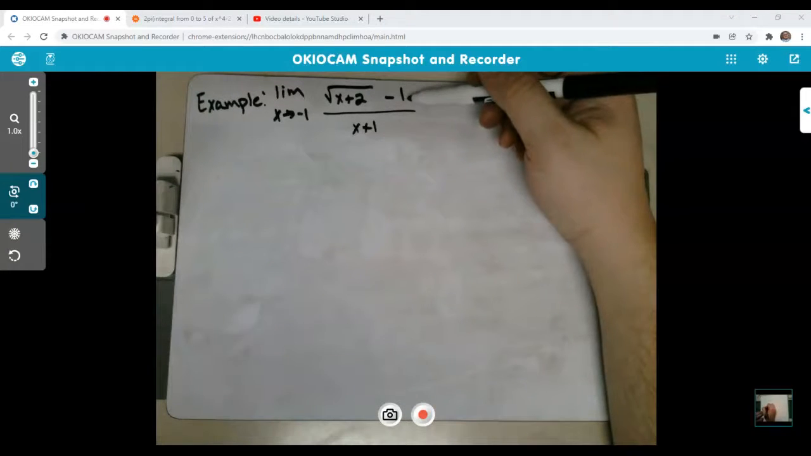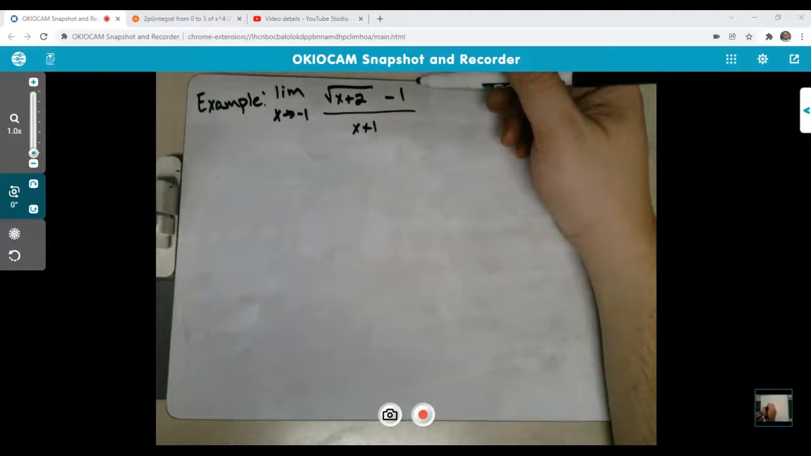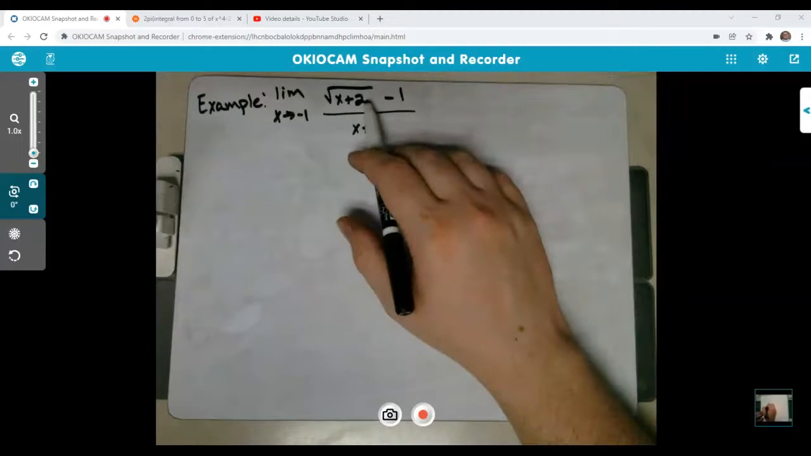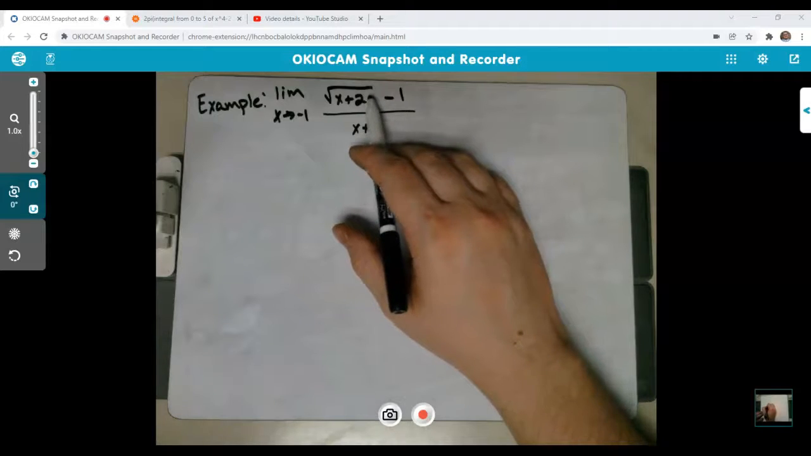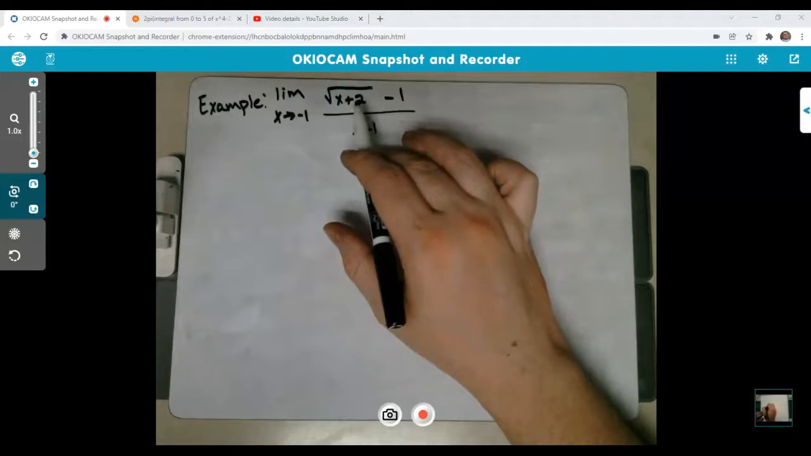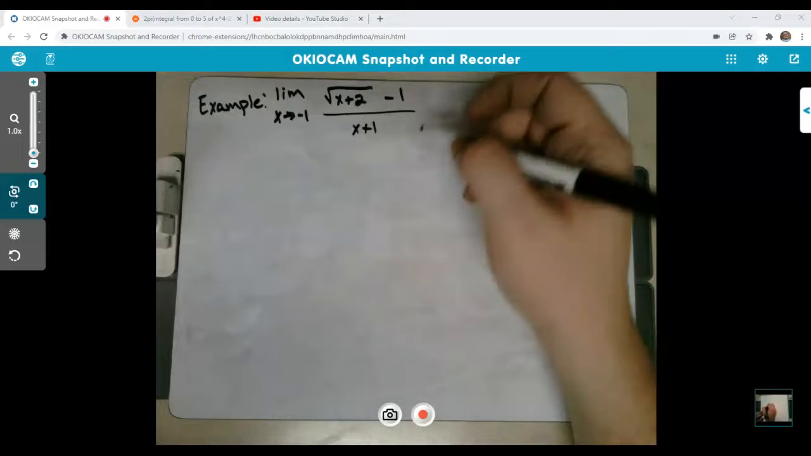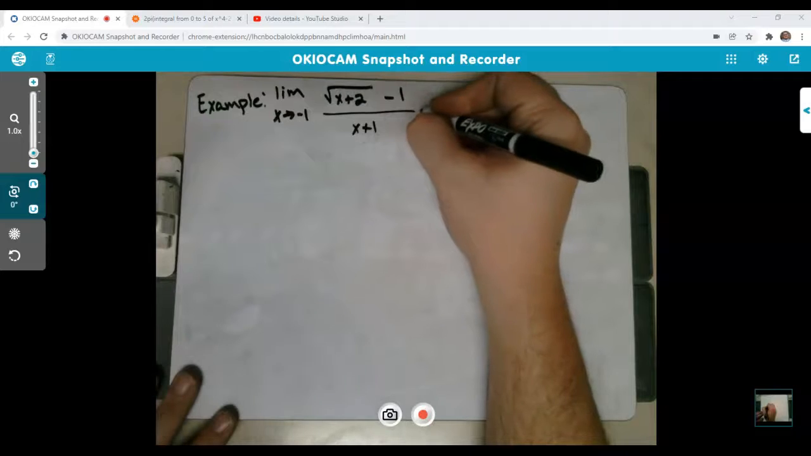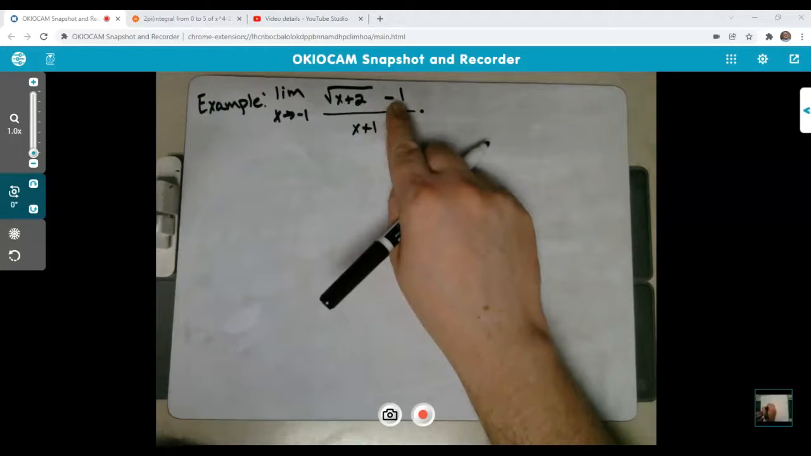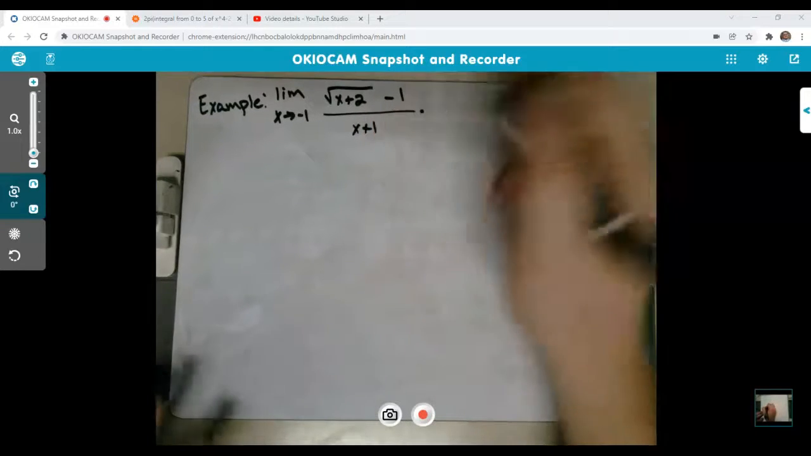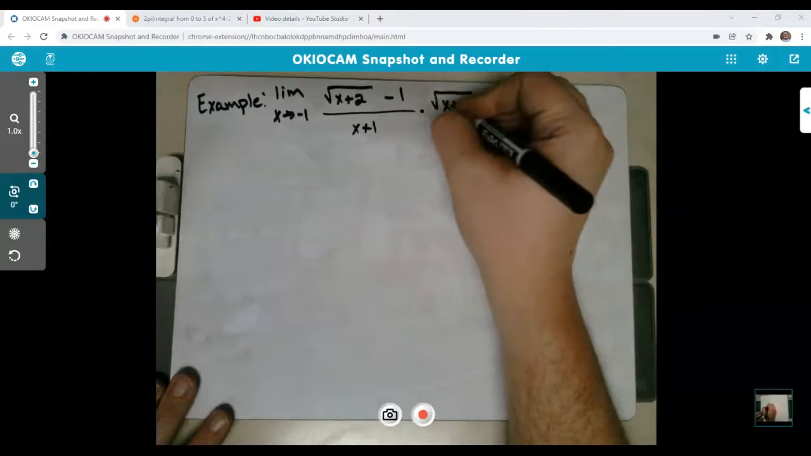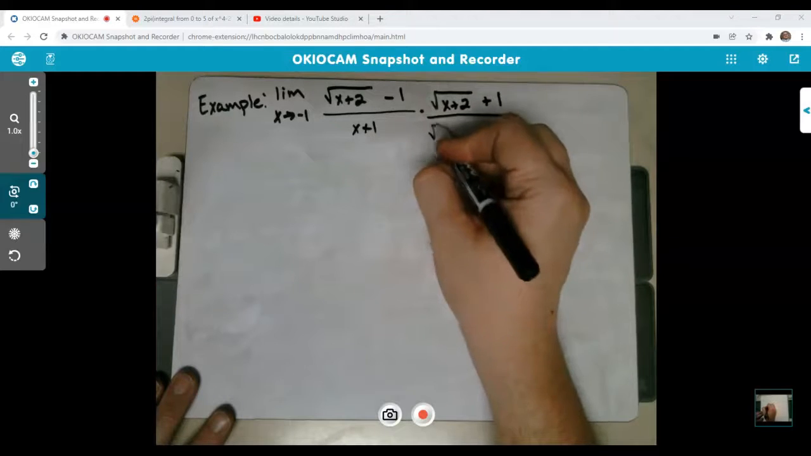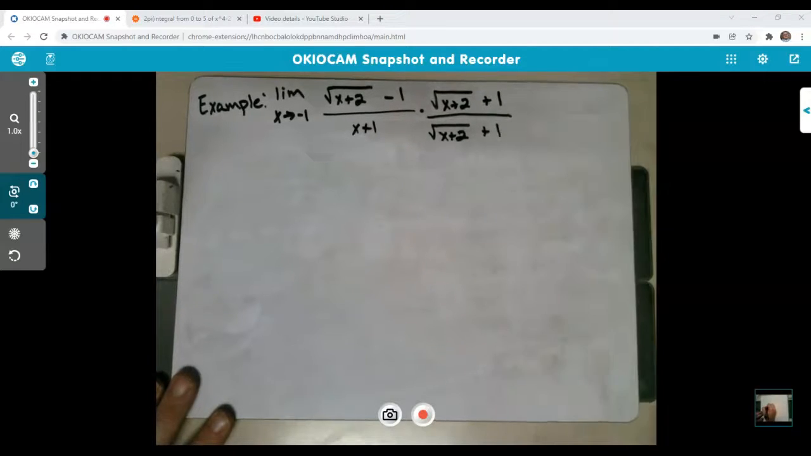Normally, I would try to factor something out, right? But if I look at this, nothing can really be factored out. So I'm going to try to do something else, okay? Anytime you see a square root, remember I can get rid of the square root by multiplying by the conjugate, right? Since I have a square root up here, one way I can rewrite all of this is to multiply it by the conjugate of the top. So what that means is multiply it by the square root of x plus 2 plus 1. If I do it on the top, I've got to do it on the bottom as well.